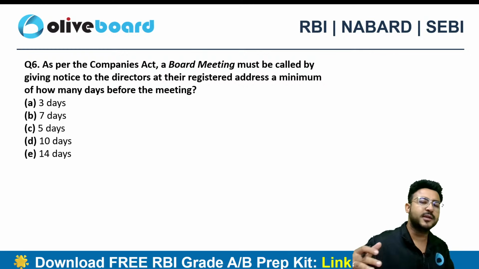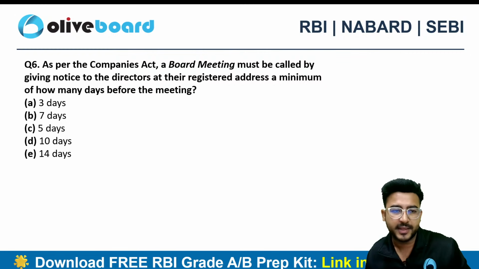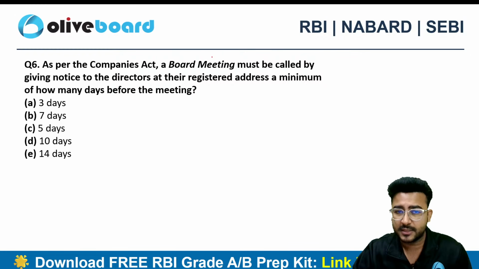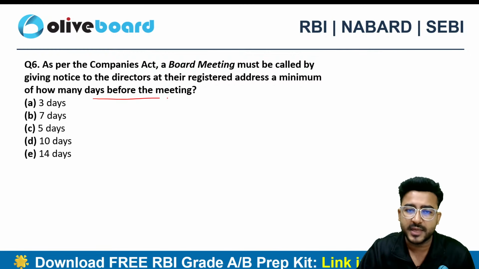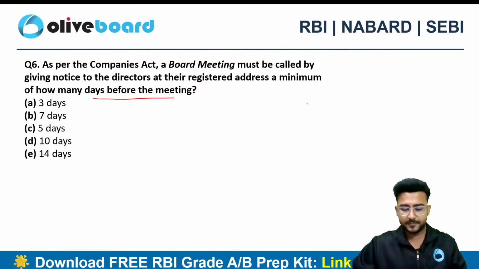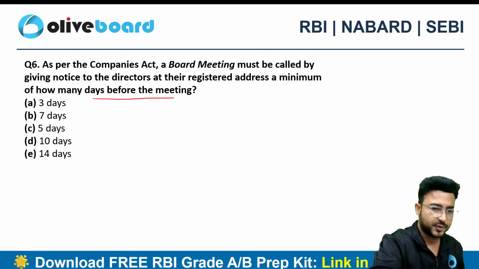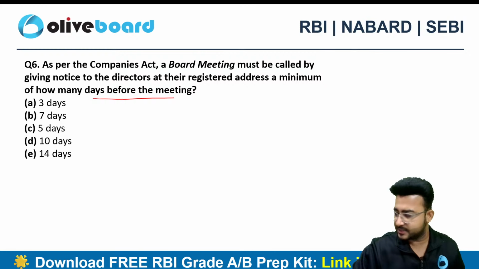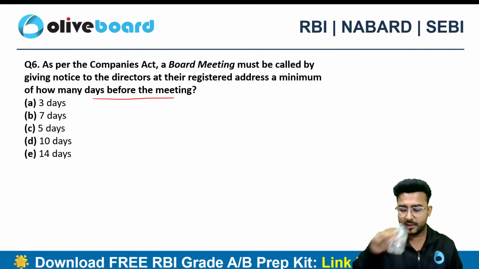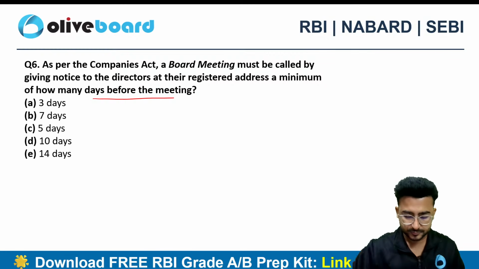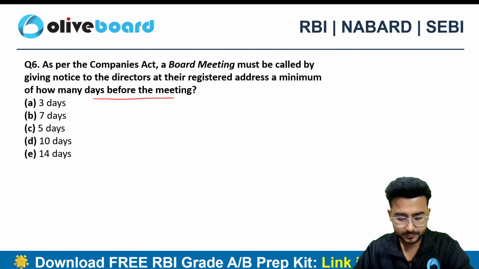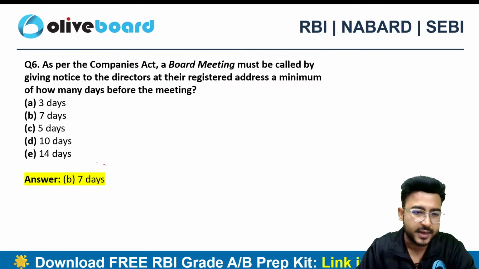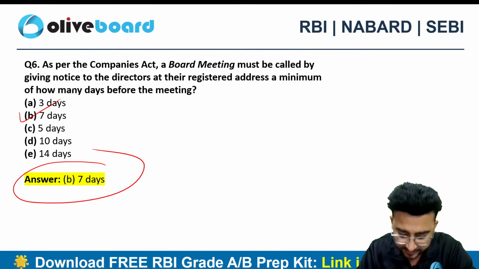As per the Companies Act, a board meeting must be called by giving notice to the directors at their registered address at a minimum of how many days before the meeting? Before the meeting, how many days का prior notice should be given here? It should be 7 clear days. Option B, very good. 7 days.